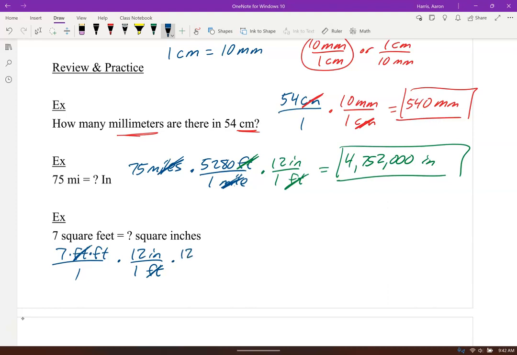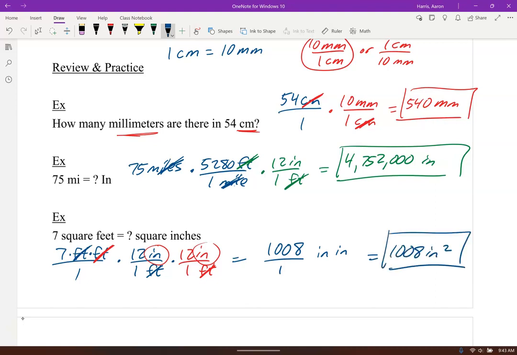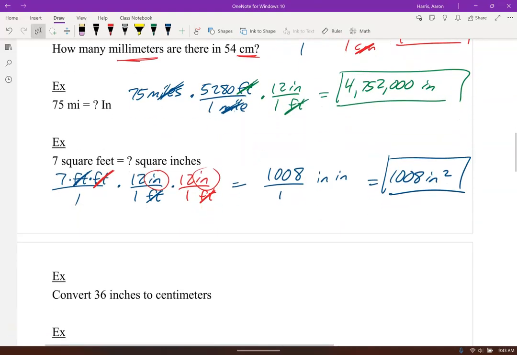So for every 12 inches per 1 foot, now the other foot cancels. And notice I'm in square inches, inches times inches. So I have 7 times 12 times 12 is 1,008 over 1 times 1 times 1. And I have inches, in other words, inches squared. So 1,008 square inches. So square feet to square inches. Again, make sure you cancel both sets of feet, right? Feet and feet. All right, we'll keep going here.